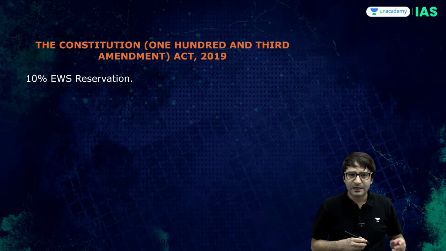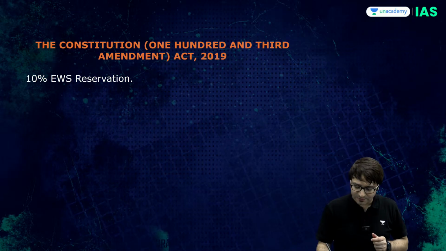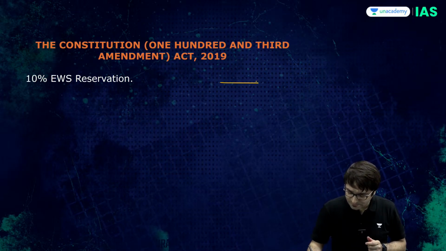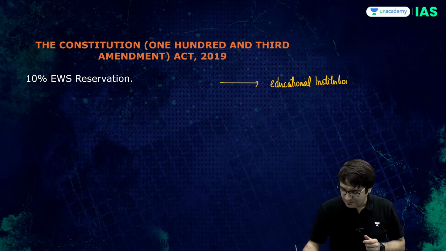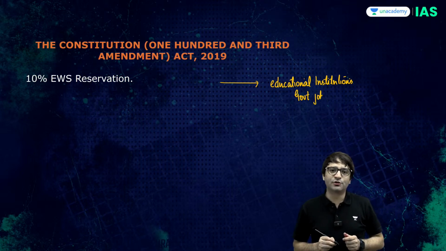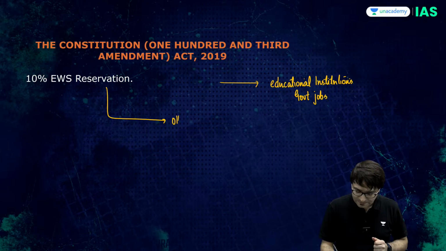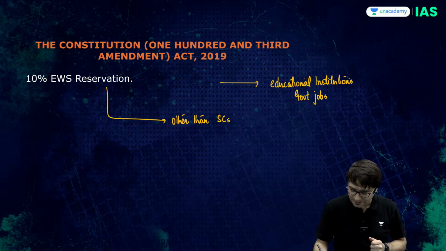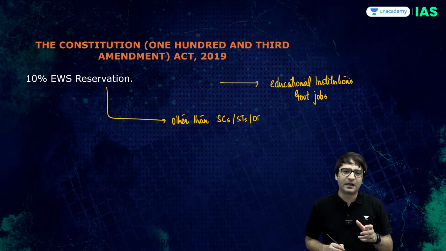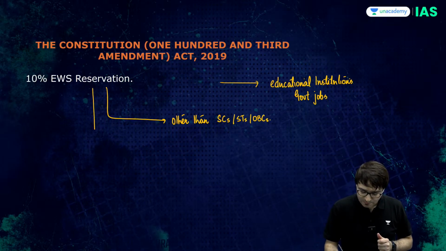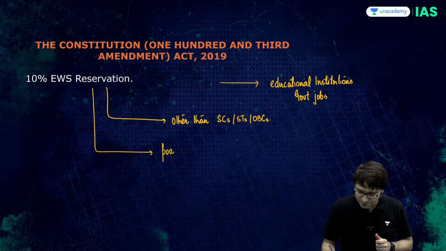103rd Constitutional Amendment Act, which speaks about 10% reservation in educational institutions, in government jobs, for those belonging to economically weaker sections of the society, other than SCs, STs and OBCs, which basically means you are providing reservation to the poor from the general category.